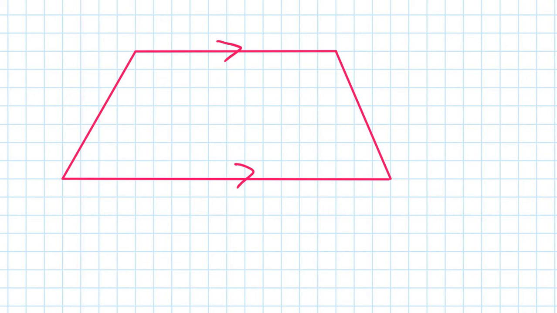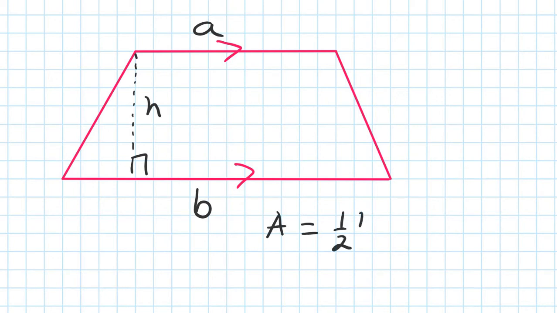Okay, let's say this length here is A and this length is B. The height of this trapezium, let's say H. So the rule for this is to find the area. The rule for this is area is a half of H, A plus B.